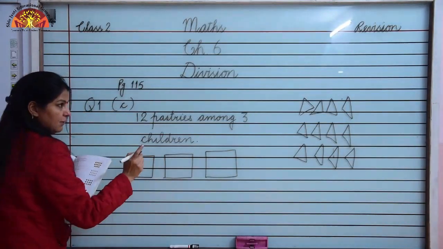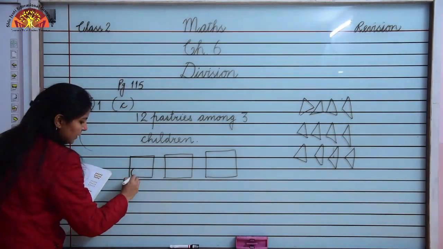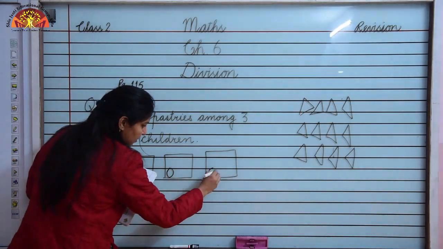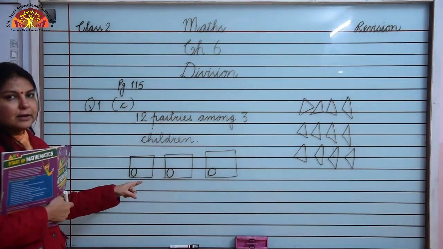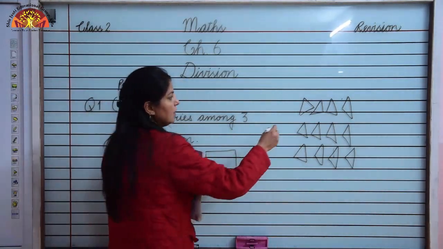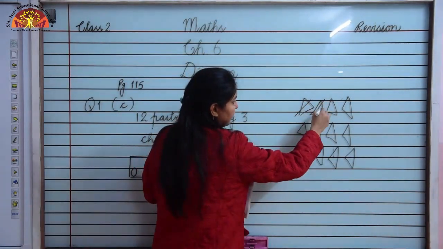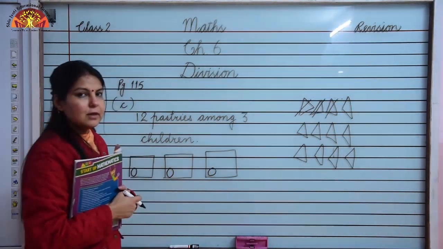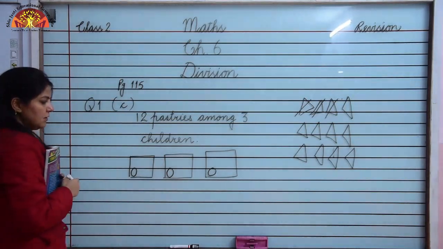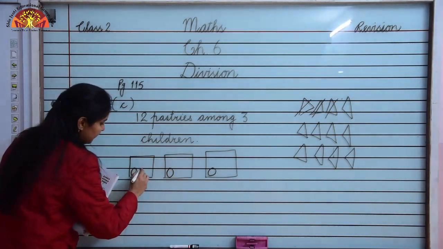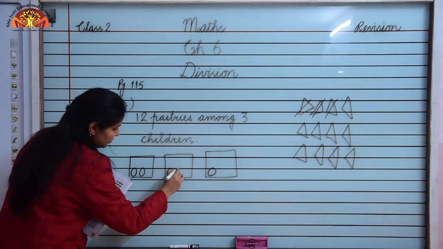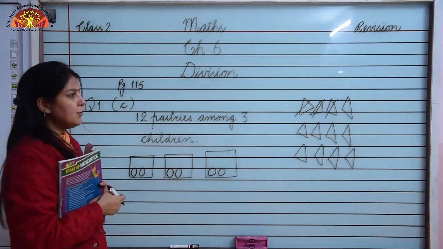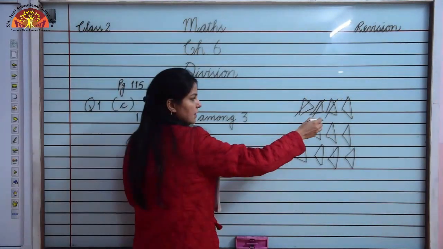Okay. So I am giving first 1 pastry to each. So I am drawing 1 circle in each box. How many pastries have I used? I have used 3 pastries. So I will cut 3 pastries here. Okay. Still a few pastries are remaining. So again I will draw 1 circle for each box. 1, 2, 3. Again I have distributed 3. So I will cross 3 pastries again from here.